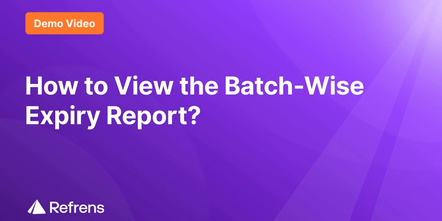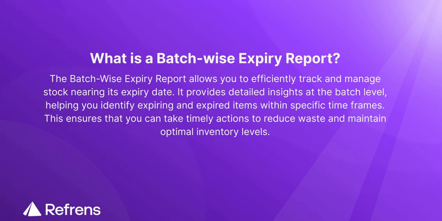In this module, we'll discuss how to view batch-wise expiry report. Firstly, let us understand what is a batch-wise expiry report. The batch-wise expiry report allows you to efficiently track and manage stock nearing the expiry date. It provides detailed insights at batch level, helping you identify expiring and expired items within specific time frames. This ensures that you can take timely actions to reduce waste and maintain optimal inventory levels.